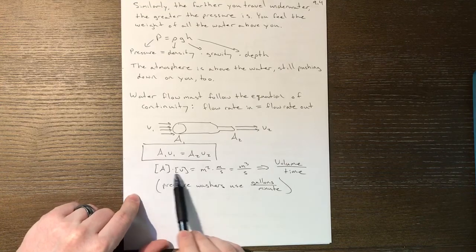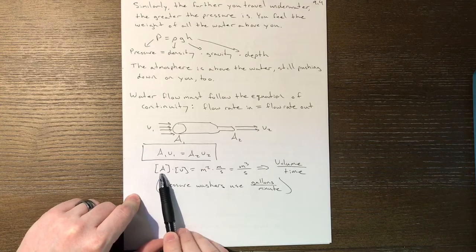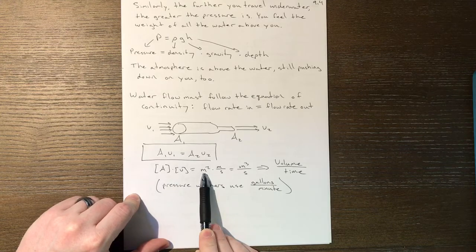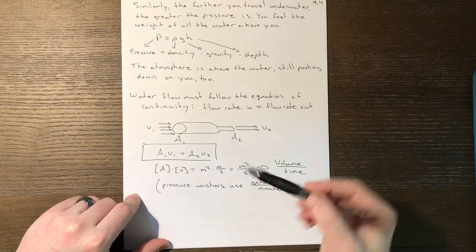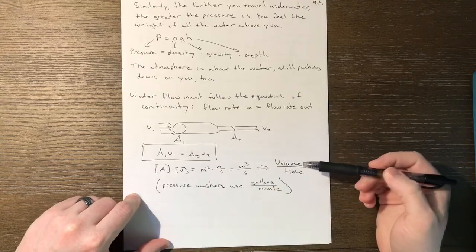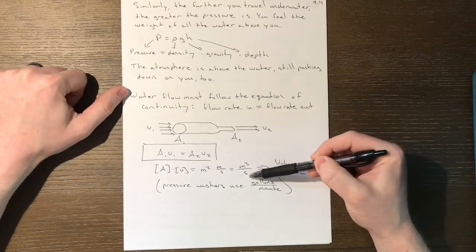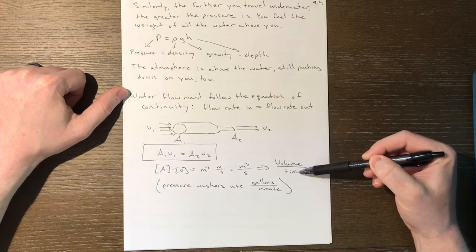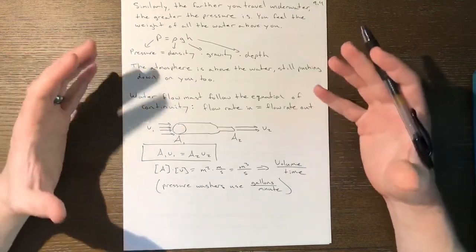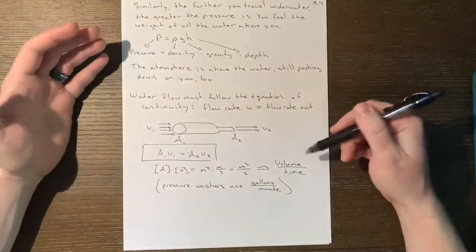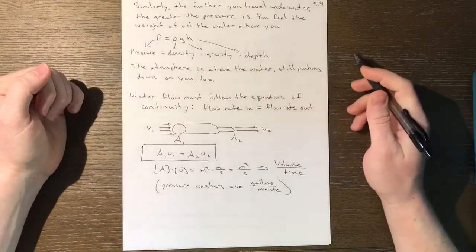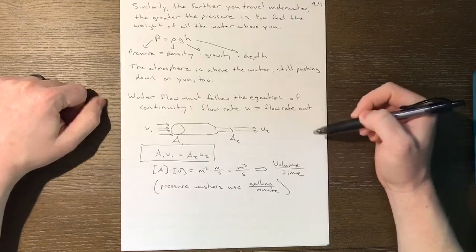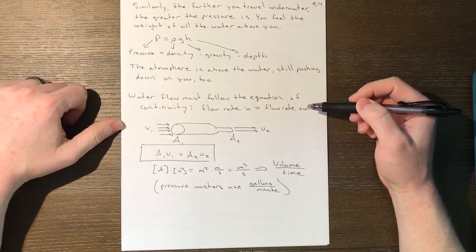And looking at the units, this makes a little more sense. If we look at the units of A times V, we get units for area, meters squared, times units for velocity, meters per second. That gives us cubic meters per second, which is a measure of volume over time. It's physically how much water, like I said, volume is the typical way we measure water. However much water goes in one side, better be the amount of water that comes out the other side.